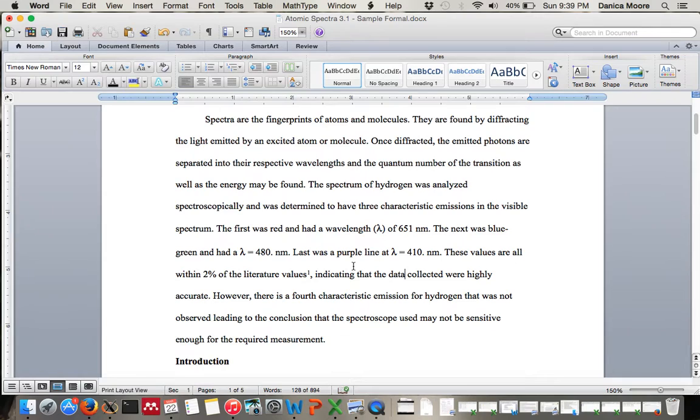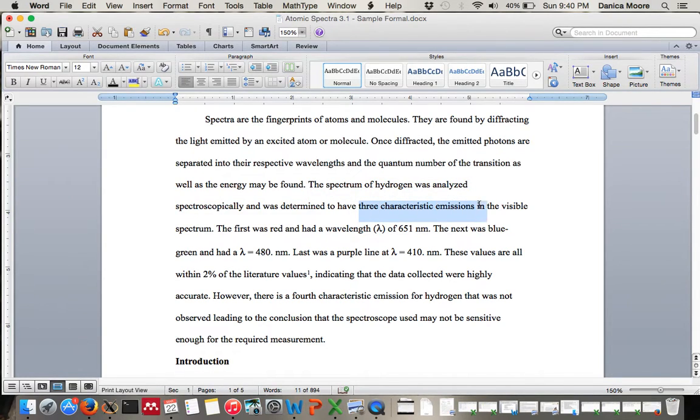So what is our abstract telling us? It is telling us what we're going to be talking about, right? This whole first part up here is telling us the kind of general idea of what we're looking for. This section in here, the spectrum of hydrogen was analyzed spectroscopically, is telling us how we analyzed the spectrum. So what tool did we use? And what data did we collect?